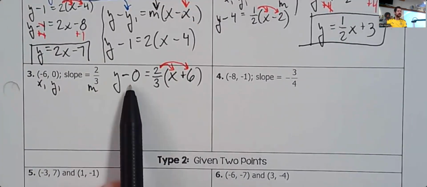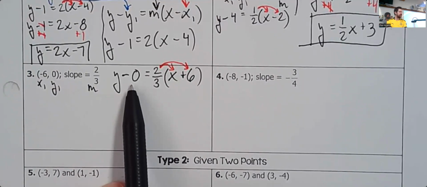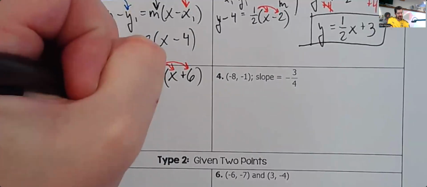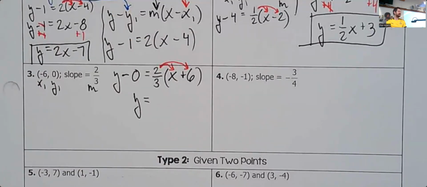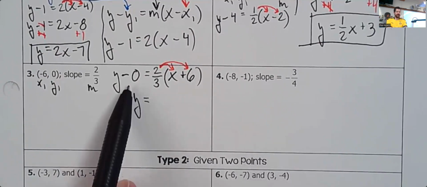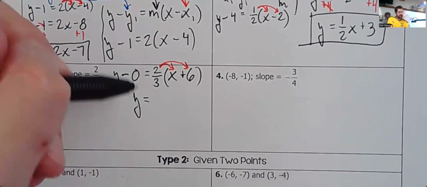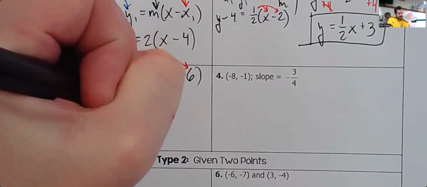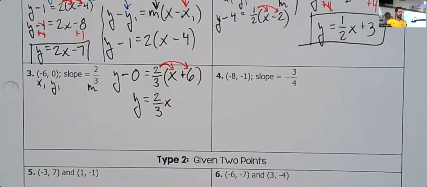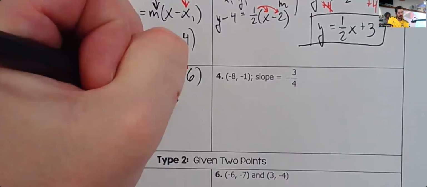And on the left, are we all okay if I just write Y instead of Y minus 0? Because that means this is only going to take one step. We don't have to add anything to the other side or subtract anything from the other side because 0 was there, so we don't need to do anything with it at all. 2/3 times X is 2/3 X. What is 2/3 times 6? Was that 4? Yeah. So plus 4.